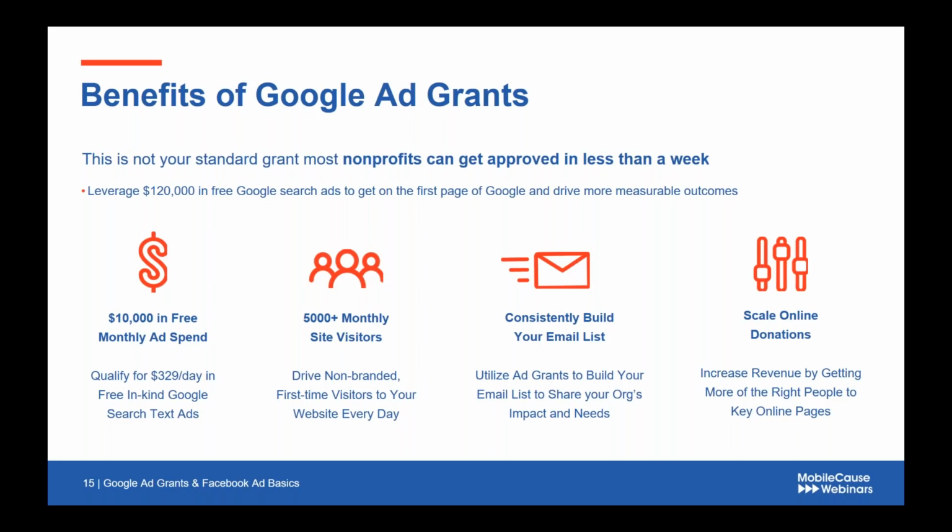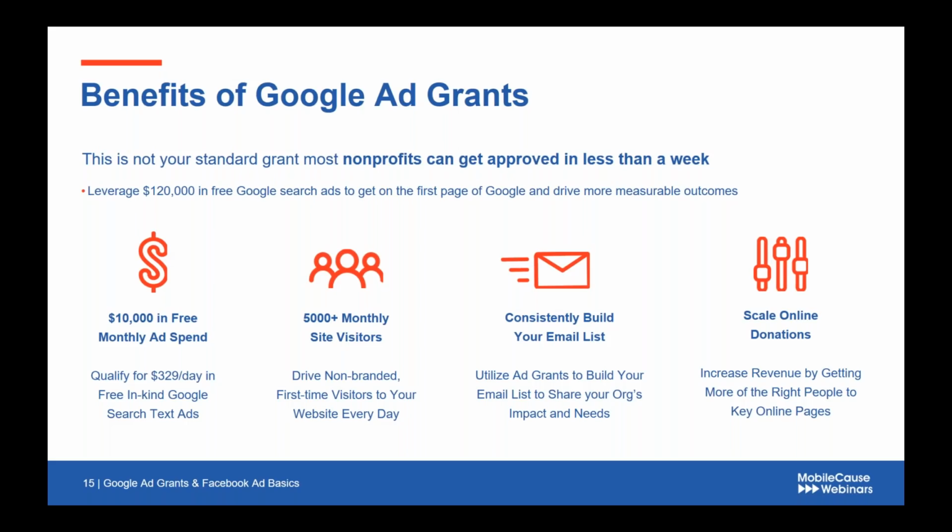So you may have a figure in your head, oh, we get this many site visitors per month. It's likely that many of them already know you though, and they're either typing your URL in directly to get to your website, or they're searching for you already on Google using your name. Most of these site visitors from the grant will have never heard about you before, which really leads into the next point here: it allows you to consistently build that email list.